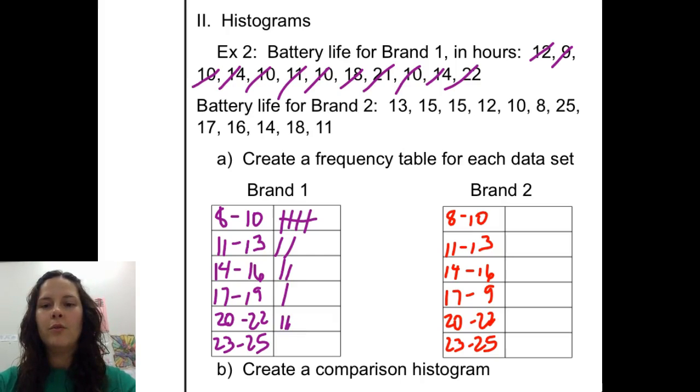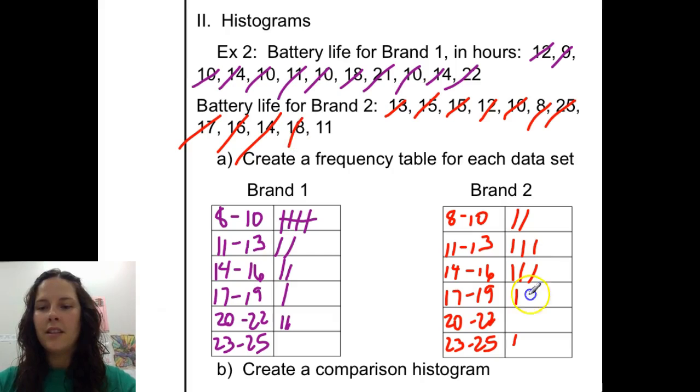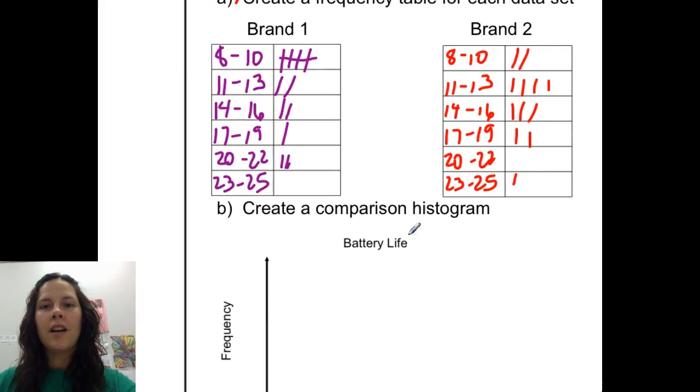For brand 2, we have a tally of 13, 2 tallies of 15, tally of 12, 10, 8, 25, 17, 16, 14, 18, and 11. We will use our frequency table to create our histogram.